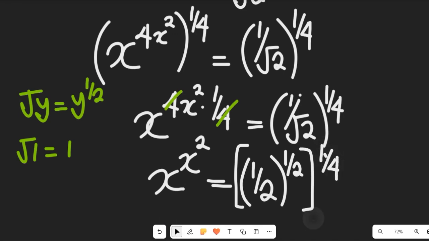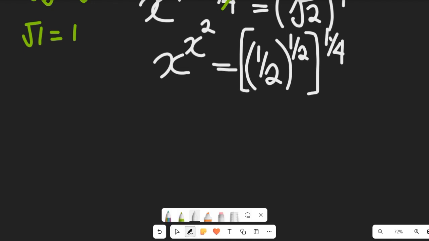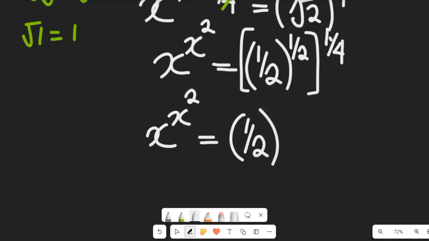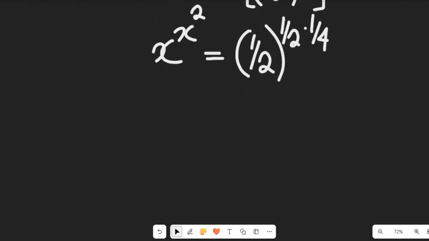Great. Now let's simplify this. The exponent will have to multiply, so I'll have x to the power of x squared, right? And this will be equal to 1 divided by 2 all to the power of 1 divided by 2 multiplied by 1 divided by 4, and that will give me 1 over 8.